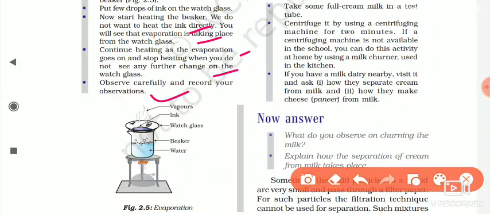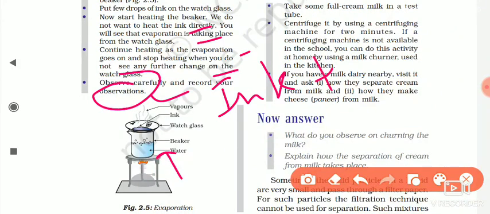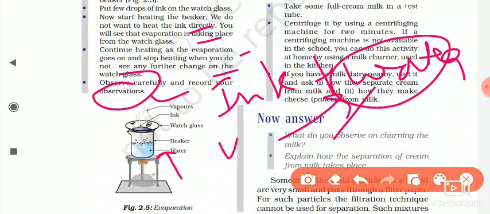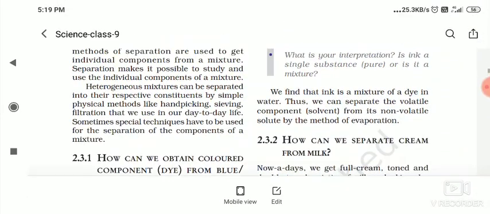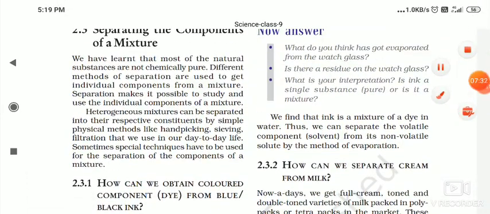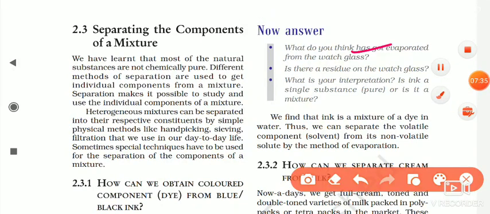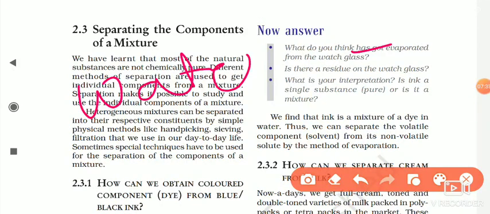Observe carefully and record your observation. So what will be your observation? Our observation will be, when you heat the beaker containing water, then water from the ink, means in ink there is also water, and water from the ink goes up in the form of vapors. What do you think has evaporated from the watch glass? Water is evaporated. The answer is water.